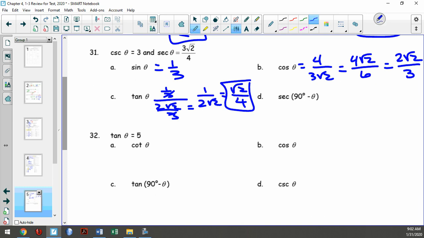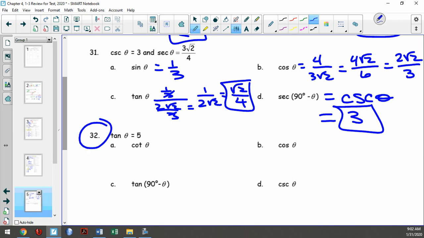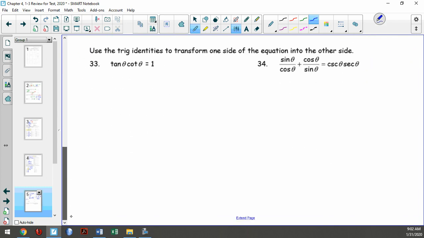As soon as I see 90 minus theta, I think, hey, that's a cofunction identity, right? So what is the secant of 90 minus theta equivalent to? The cosecant of theta, which is given in our problem to be 3. Do we all remember that? Now, if you are uncertain how to do number 32 right here, I did this in your notes as part of your homework in class. Remember that? Make sure that you look that up. Scrolling down the identities, I did one very similar to 33 in class.